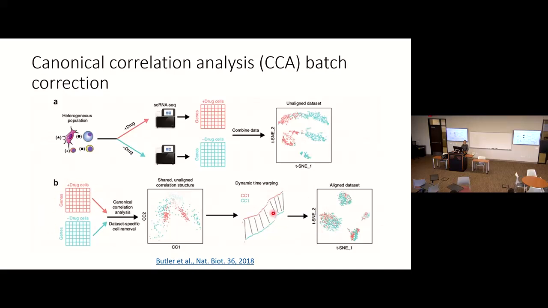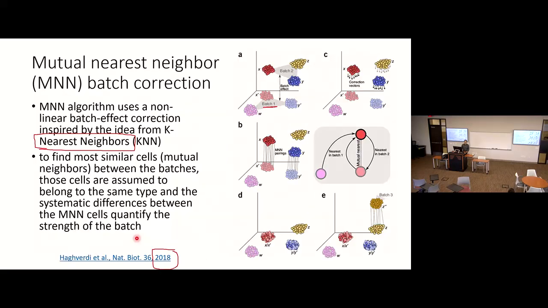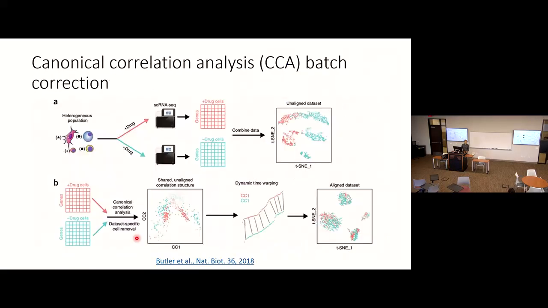So that involves two techniques. One is CCA, another is called dynamic time warping. So this is the same journal, same year. They published two technologies side by side. One uses nearest neighbor, another is based on the CCA. Same journal, same year, same issue.